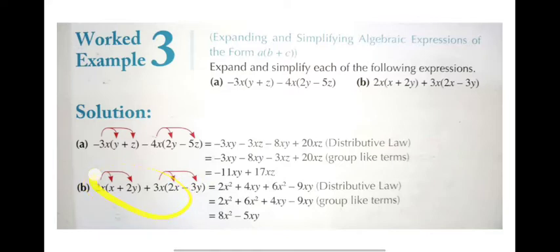For this one, just the same thing, even easier because there's fewer negative signs here. Again, the same kind. So x squared and x squared, you can combine them. xy and xy, you can combine them.